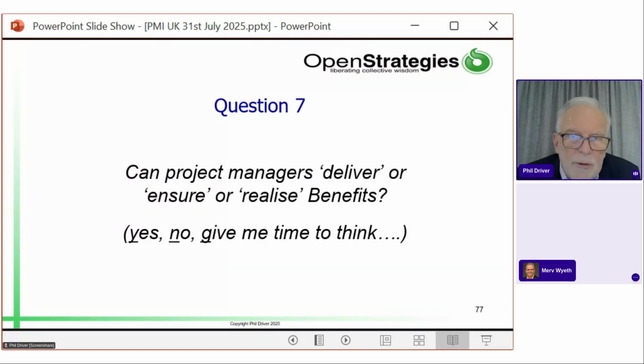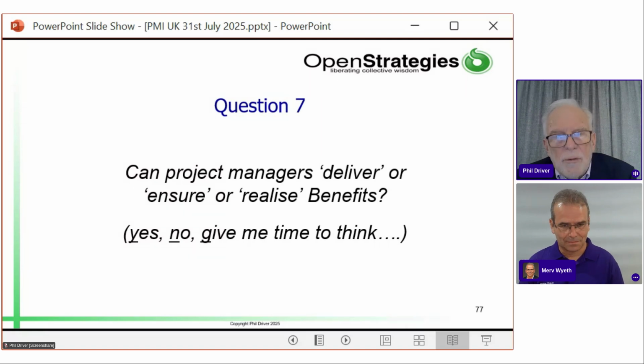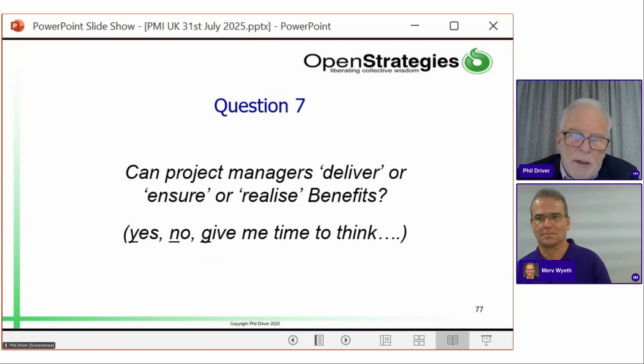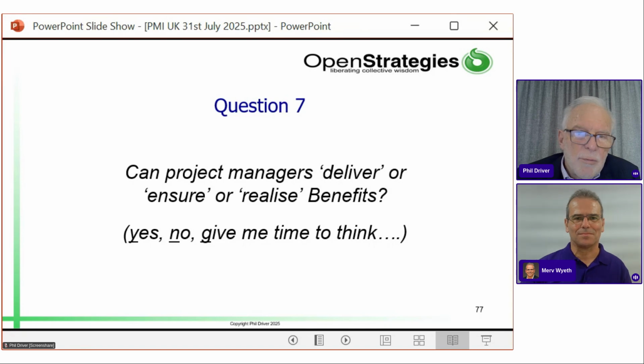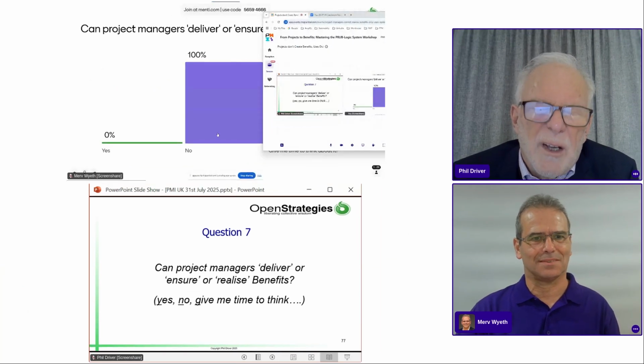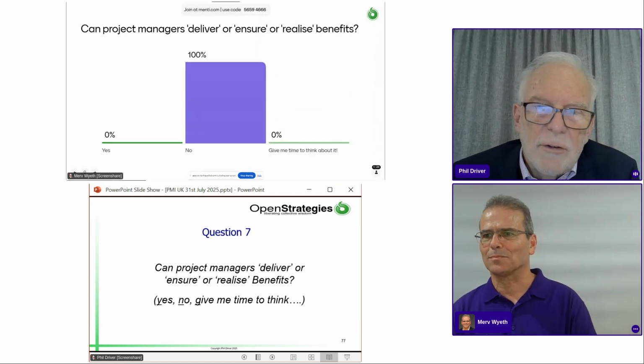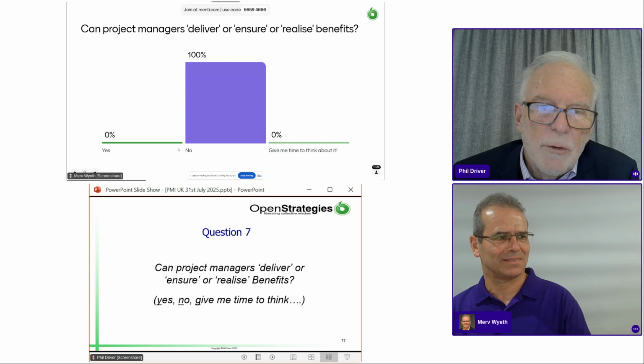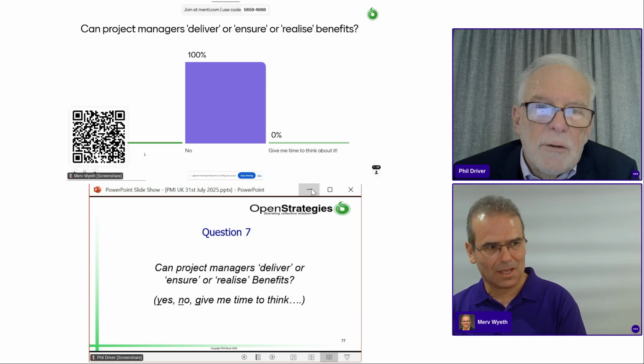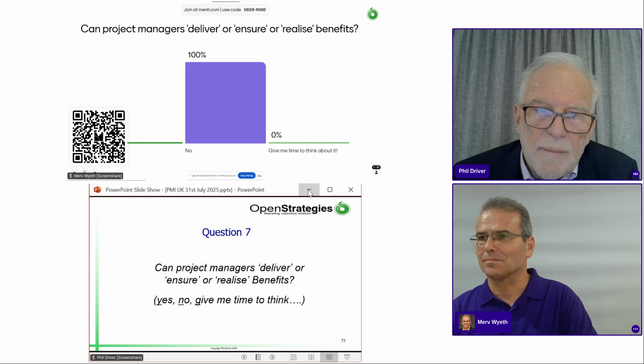So that leads to this question, and Merv's going to pop in with one of his Menti questions here. Okay. I realise that this is a challenge to the project management arena. Can project managers deliver or ensure or realize benefits? And Merv's going to ask the question, you've got three options, yes, no, or G, which means give me more time to think about it. So if you could start popping your answers into Menti and just see what you think about this.